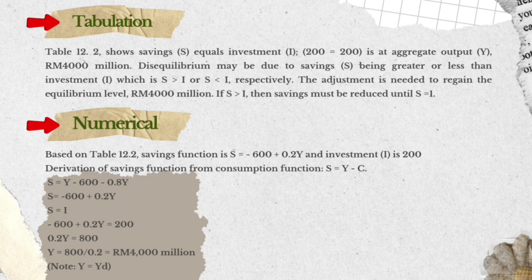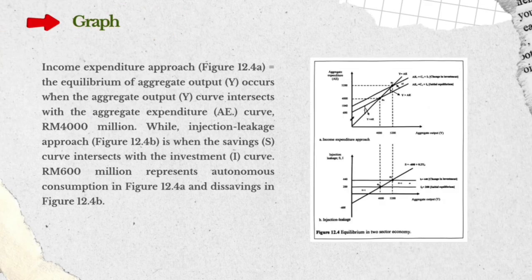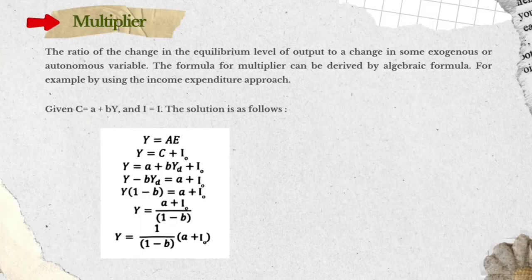Injection, leakage approach. The equilibrium can be represented by tabulation, numerical, injection, and then graph, and multiplier.